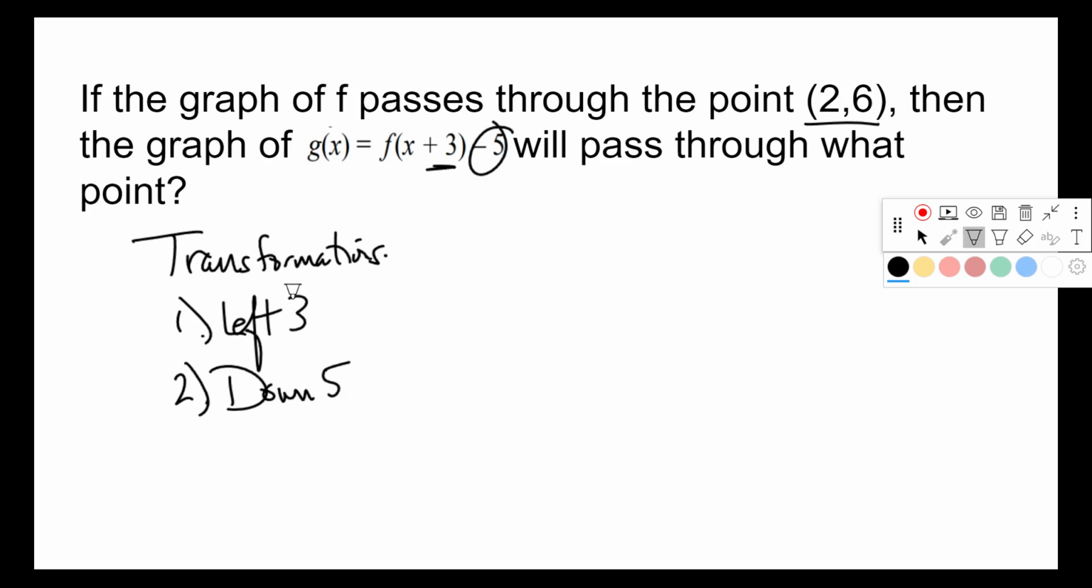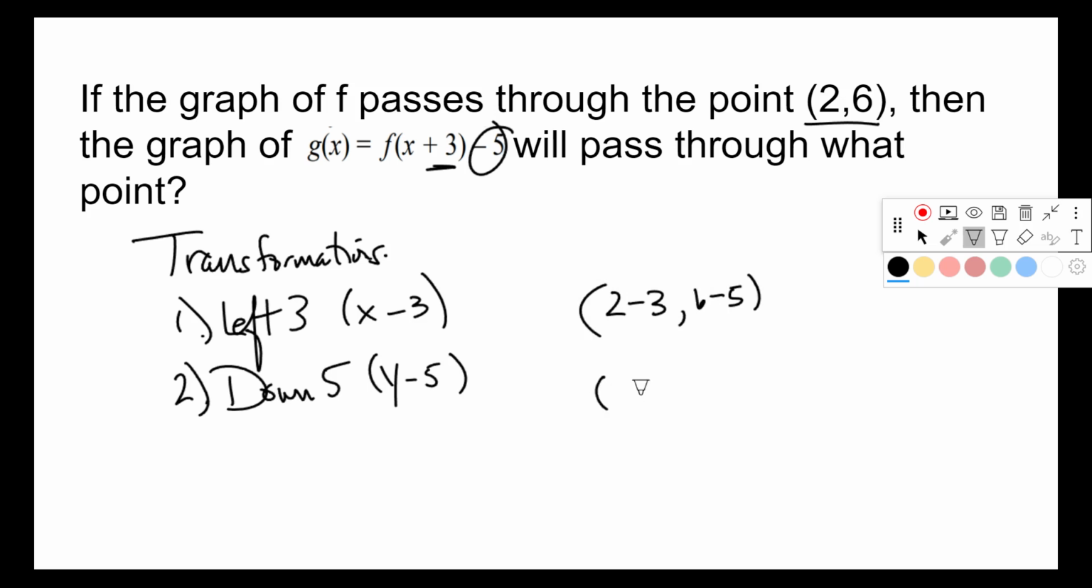So to move the graph left 3, that affects x. That takes the x coordinate and subtracts 3 from it. Down 5 means take the y coordinate and subtract 5 from it. So my point (2, 6), if it gets moved by these transformations, then I would have to take 2 and subtract 3, take 6 and subtract 5.